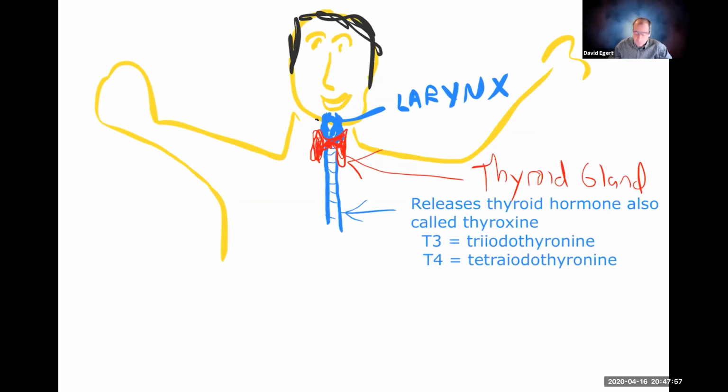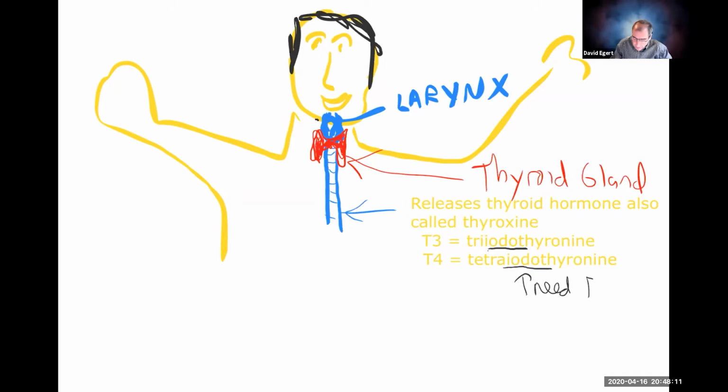The reason why I am writing it out formally, though, is because I want you to think about iodo. So these need iodine. That is important to know. You need iodine to make the thyroid hormone. It also means the thyroid gland really concentrates iodine, a couple of hundred times greater than the rest of your body.